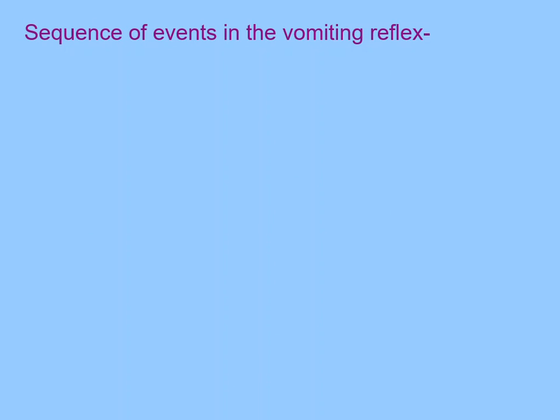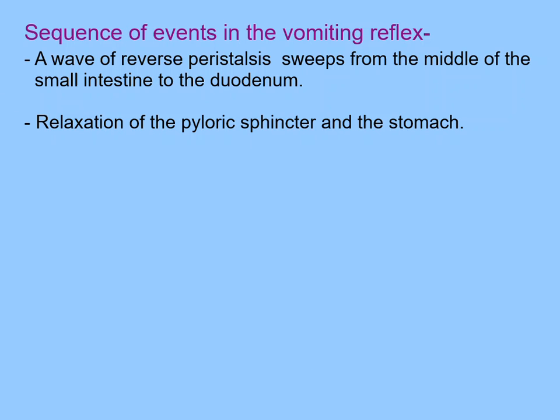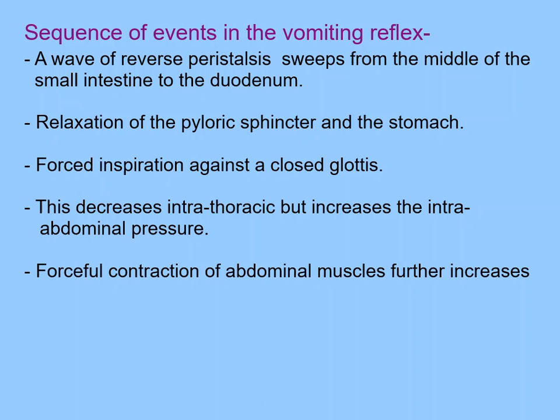So let's see the sequence of events in the vomiting reflex. First, a wave of reverse peristalsis sweeps from the middle of the small intestine to the duodenum. Then relaxation of the pyloric sphincter and the stomach. Then forced inspiration against a closed glottis. This decreases the intrathoracic pressure but increases the intra-abdominal pressure. So forceful contraction of abdominal muscles further increases the intra-abdominal pressure.